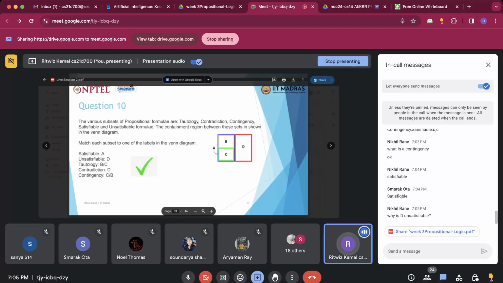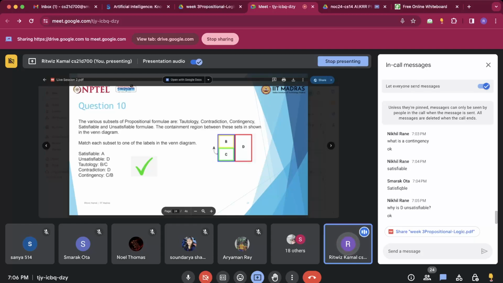So D is unsatisfiable because D is a thing on its own, right? It's a disjoint set. So we can say that D consists of unsatisfiable formulas or contradictions, which is the same thing basically. We cannot say that unsatisfiable has a subset within itself, right? At least based on what we have learned in the course till now, right?